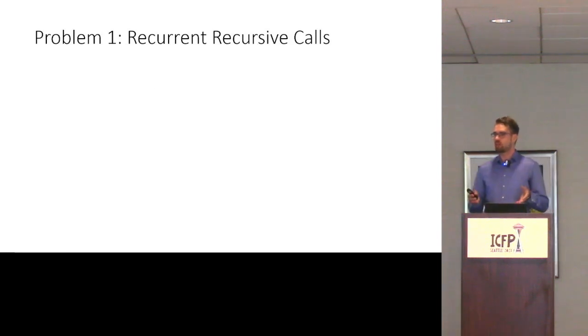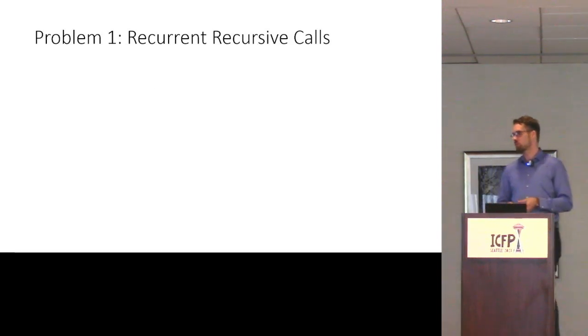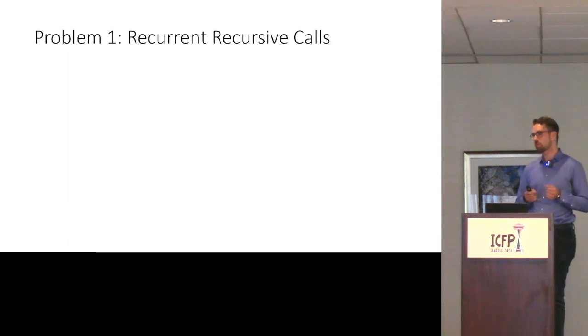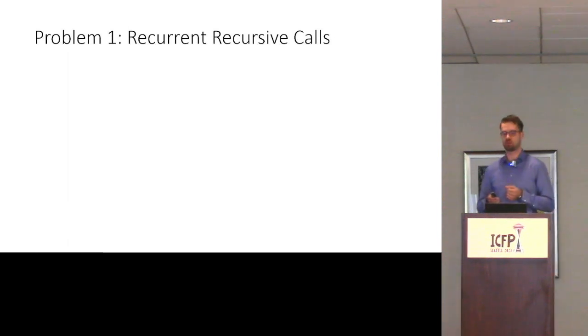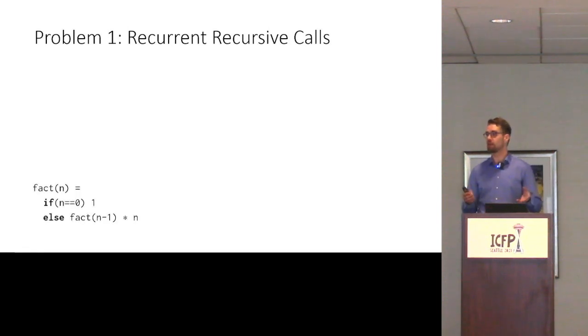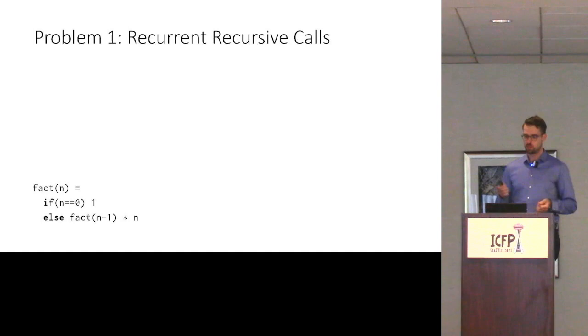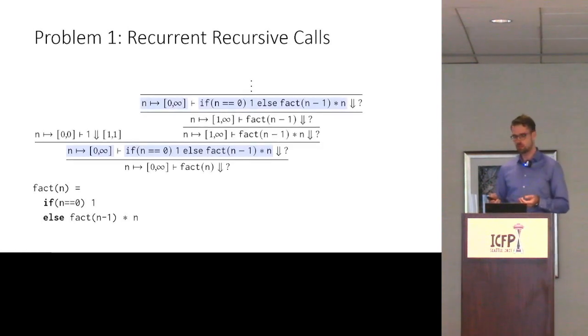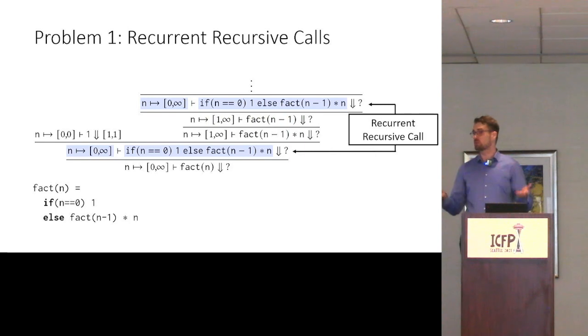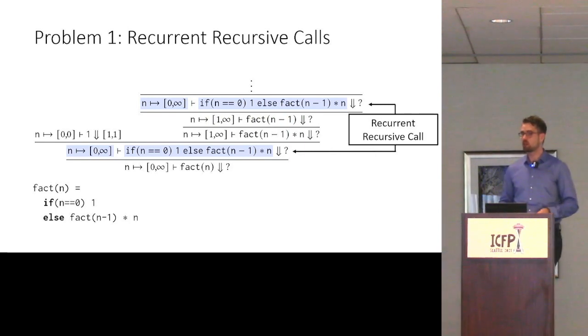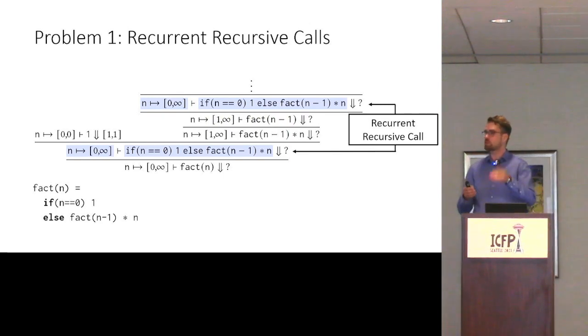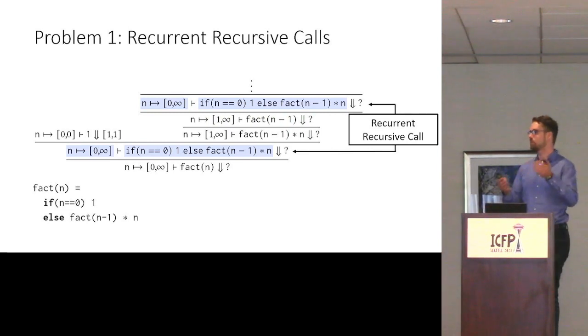So in our work, we identified 3 distinct problems which cause big step abstract interpreters to diverge, which a fixed point algorithm has to address. The first problem are recurrent recursive calls. For example, if you're trying to analyze the recursive factorial function, then you obtain an analysis trace like this, which contains a recurrent recursive call. Specifically, the abstract interpreter calls itself, tries to analyze the same expression under the same environment that it has seen further up the stack, and therefore the trace becomes infinite and the abstract interpreter diverges.